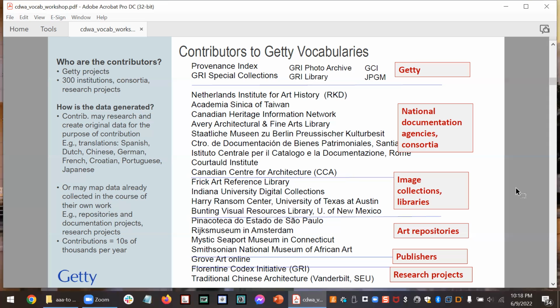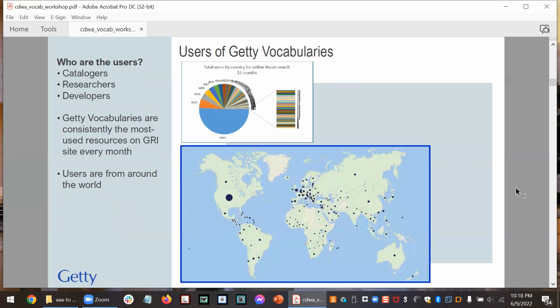They're already collecting the data in the course of their own work. For example, repositories probably have an artist authority file, and they could map that to the Getty Vocabulary ULAN and contribute it. We receive tens or hundreds of thousands of records per year. So those were the contributors.